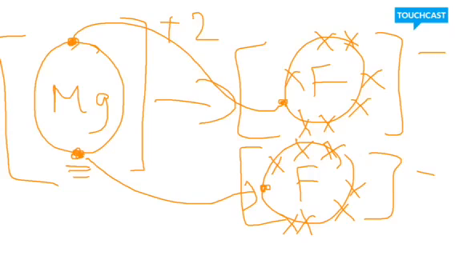Magnesium is in group 2. It has 2 electrons in the last shell. It needs to lose them, so it becomes +2. Here we have fluorine. However, fluorine can only take 1. So we need to draw 2 fluorine atoms to take the electrons from magnesium.